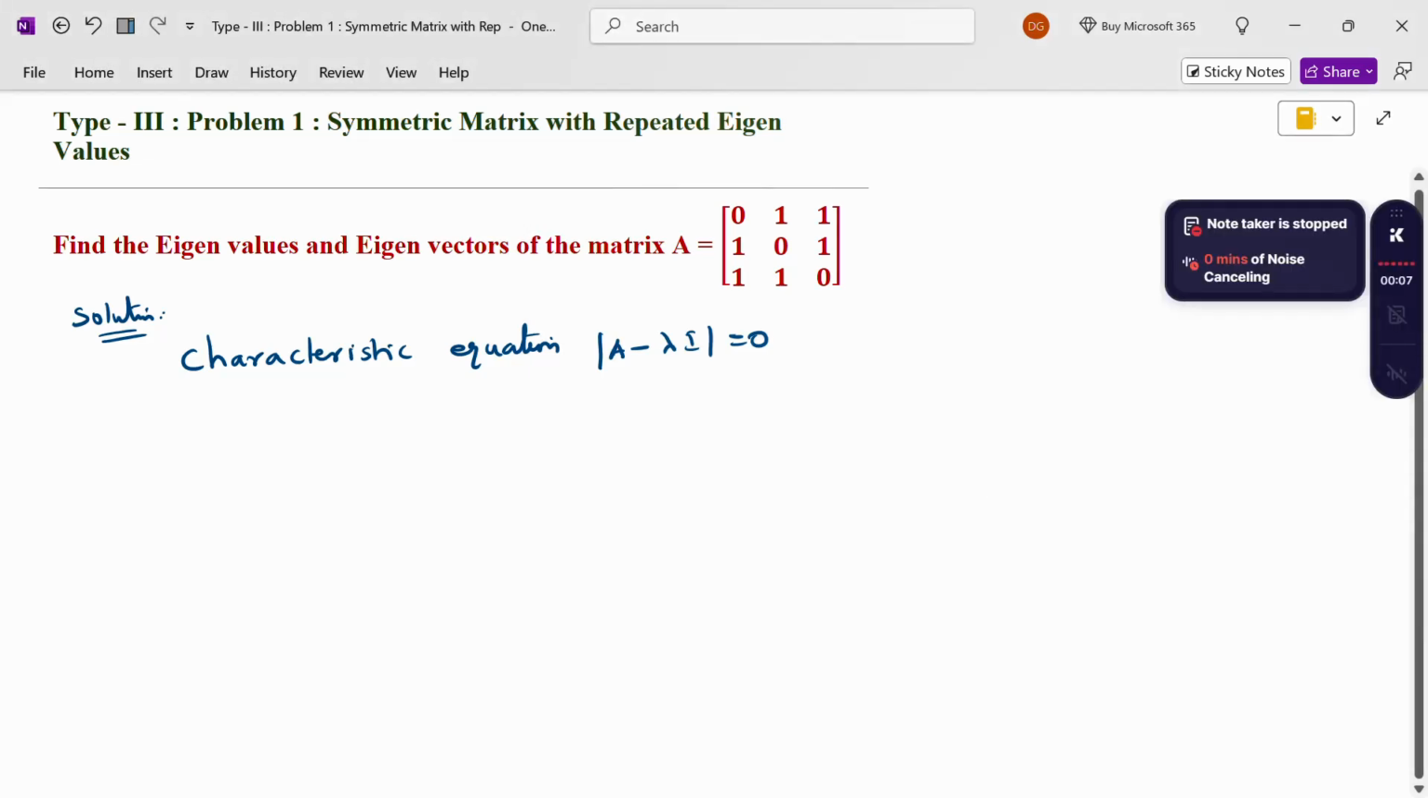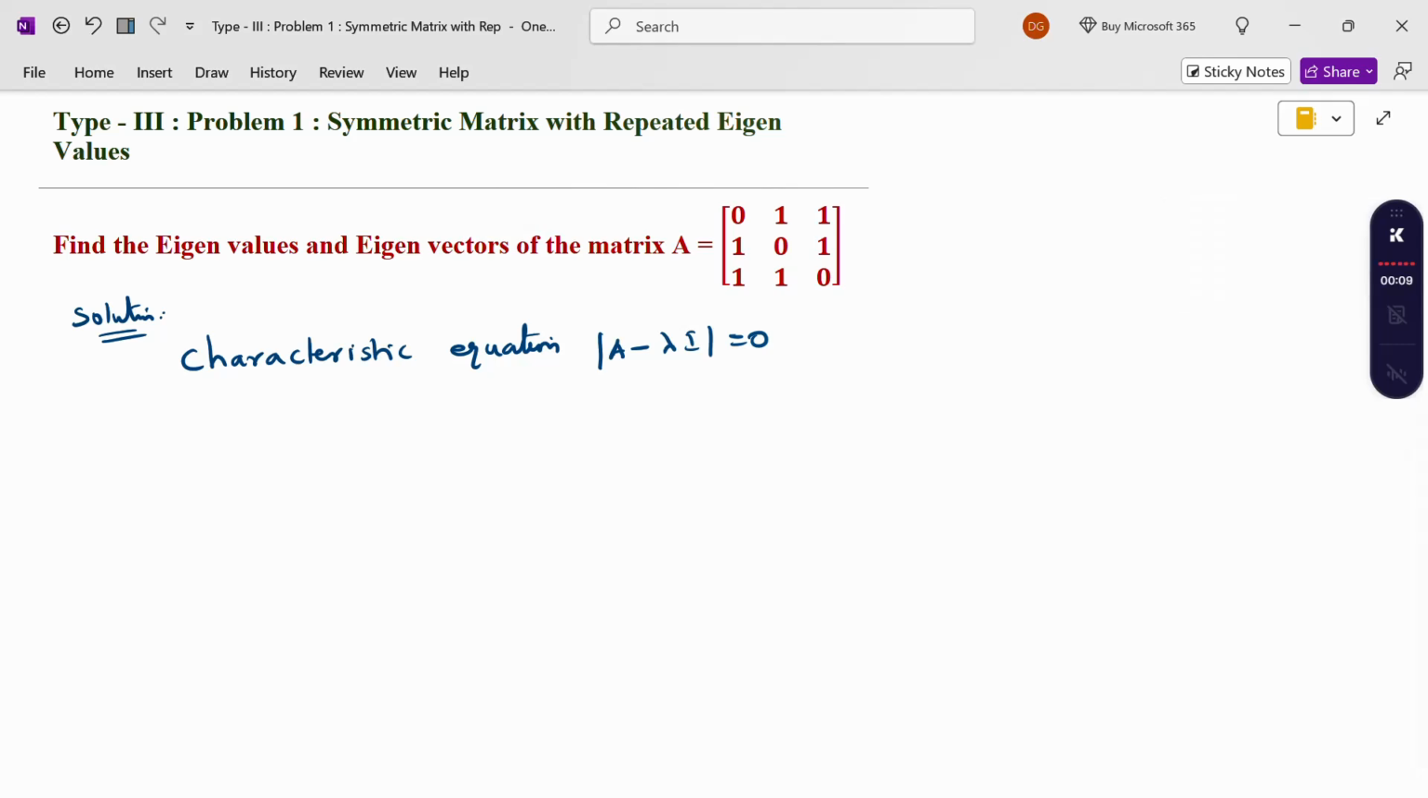In this section we are going to discuss eigenvalues and eigenvectors, the third type of problem: symmetric matrix with repeated eigenvalues. Look at the problem. Find the eigenvalues and eigenvectors of the matrix A given, 3 rows and 3 columns. So it is a matrix of order 3.